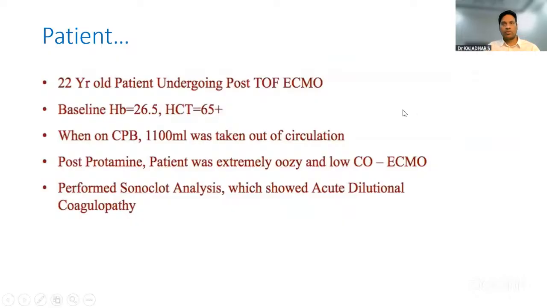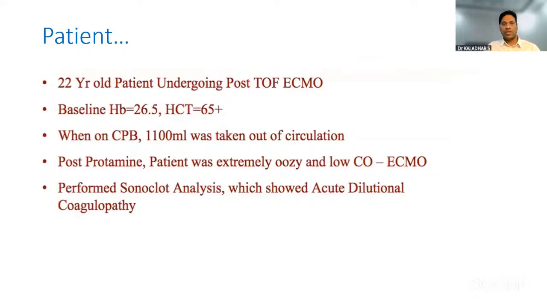One of the case reports I came across, I want to just tell you. This is a 22-year-old patient who underwent tetralogy of Fallot surgery and was then put on ECMO. The baseline hemoglobin was very high, hematocrit 65 plus. So on cardiopulmonary bypass, they could take out 1100 ml because of the very high hematocrit. And after apparent reversal with protamine, the patient was wheeled out. He was on low cardiac output ECMO. He was still woozy, even though a lot of protamine had been given.